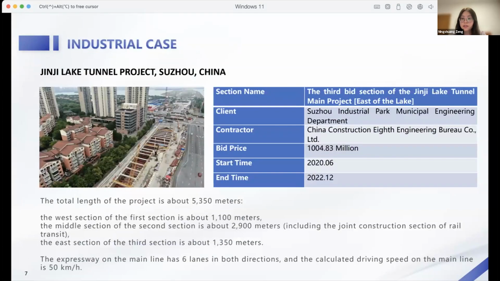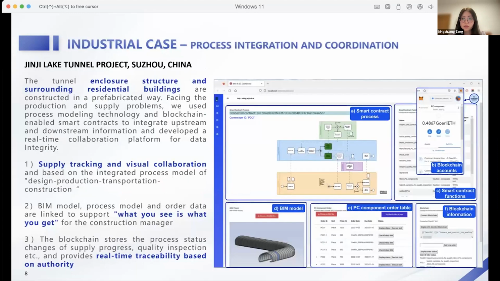And the first case is Jingji Lake Tunnel project in Suzhou City. And we develop a process coordination platform for the prefabricated components supply management. As you can see here, in this platform, there is a multi-domain process model labeled A and including all relevant participants: suppliers, quality inspection unit, logistics service provider, and construction company, and different colors of the area represent different organizations.